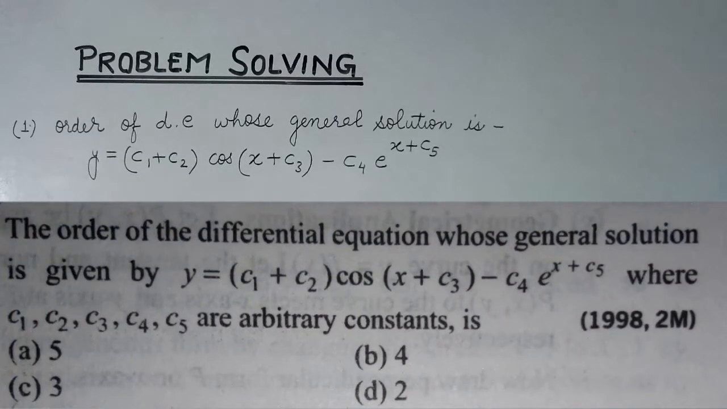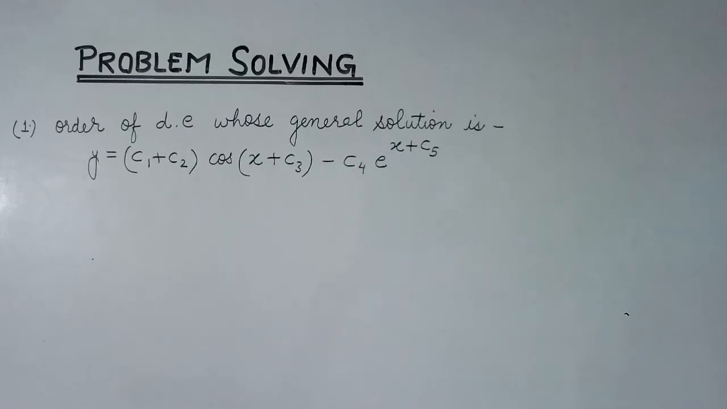The order of the differential equation whose general solution is given by y is equal to c1 plus c2 cos x plus c3 minus c4 e raised to power x plus c5. So to find out the order of the differential equation, we have to find out the differential form of this general solution. So let us first convert it into the differential equation form.